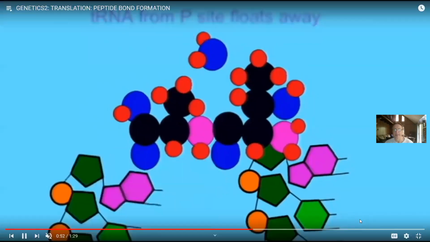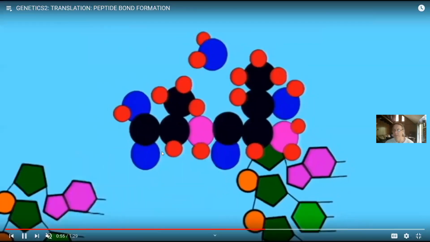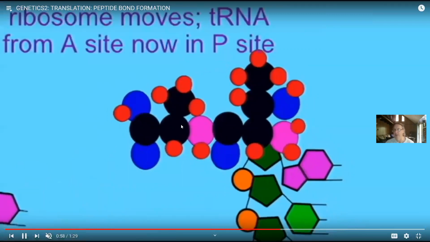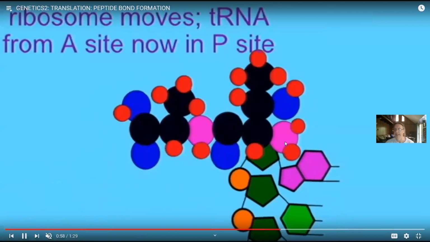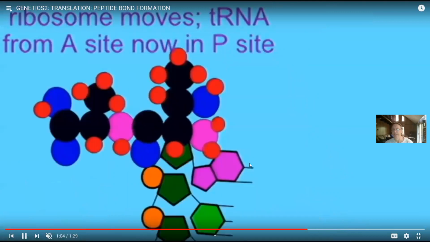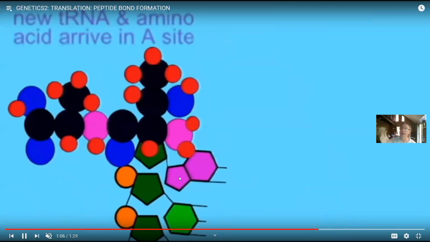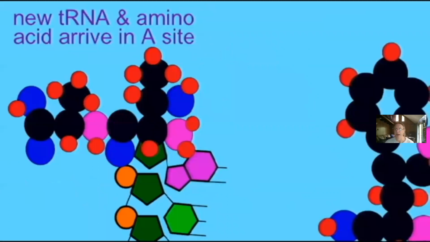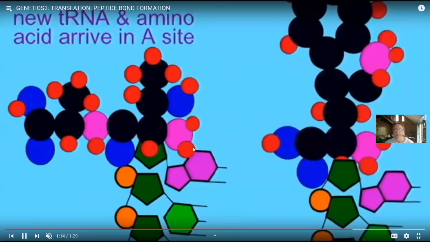And so this tRNA, the first one that was in the P site, no longer has its amino acid attached. The amino acid is now attached to the amino acid in the A site, so it will float away. And as you'll see in the next animation, the tRNA from the A site then becomes the new tRNA in the P site. And as we'll see, this process will continue.